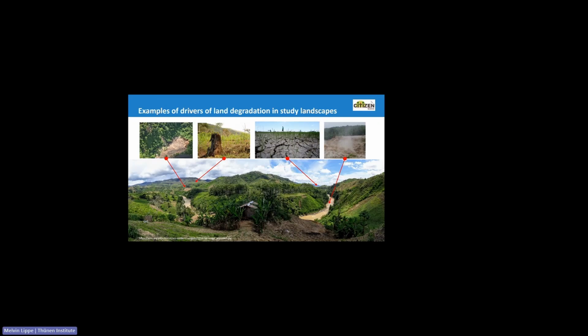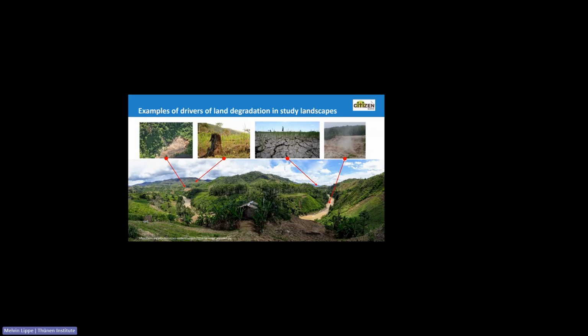So let's have a look at some examples of drivers of land degradation in the study site. Here you see a nice panorama view, and you can see some of the challenges. In the far left part, you see some remaining forests. Then on the lower end, you may see expansion of agricultural areas, for example, maize. And then you have landslides, which lead to high nutrient and sediment loads in rivers.